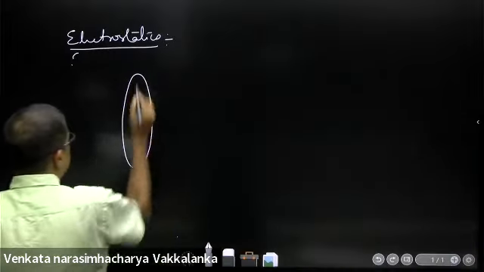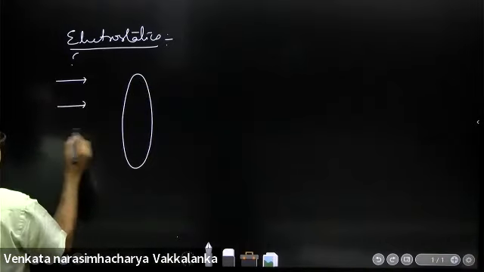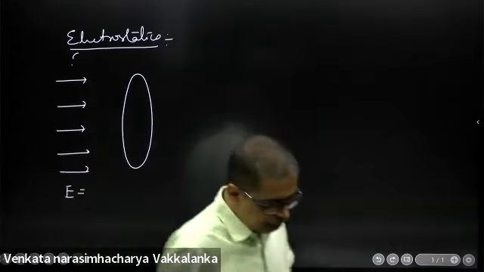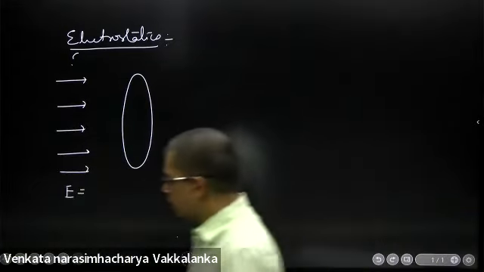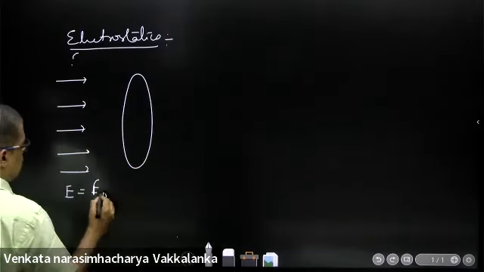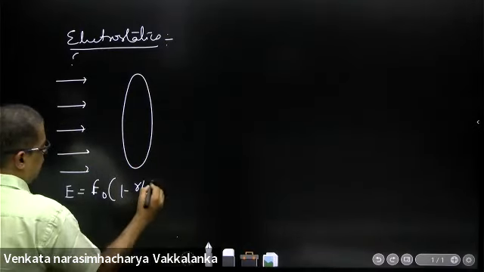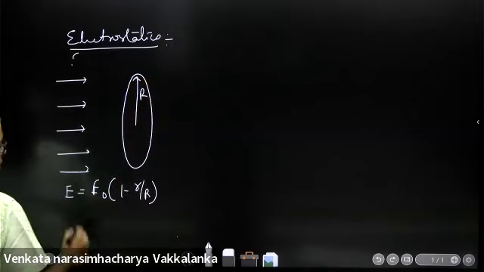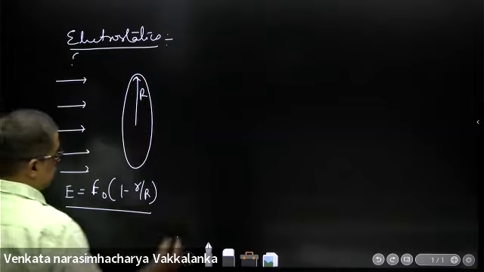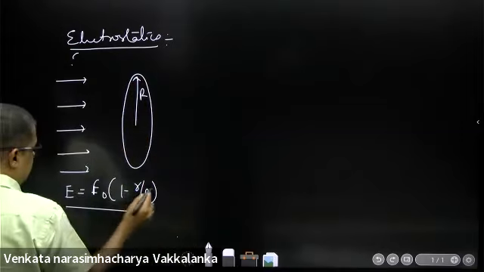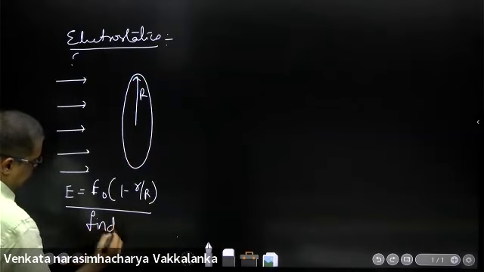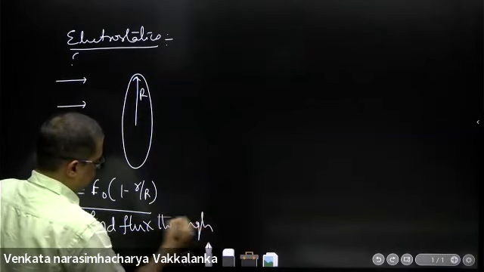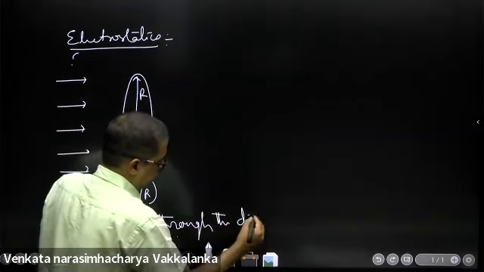There is a circular disc and there is an electric field this way. The electric field is given by E naught into 1 minus small r by capital R. Find the flux through the disk.